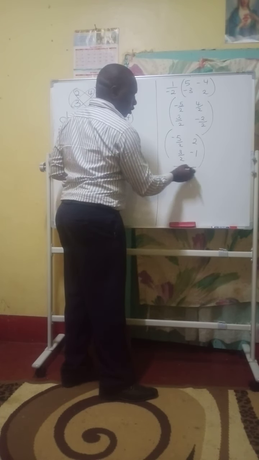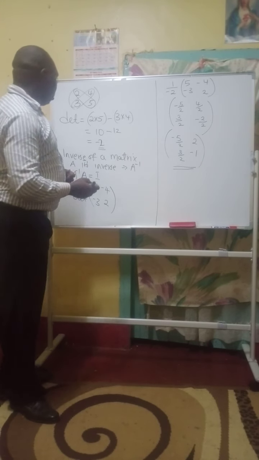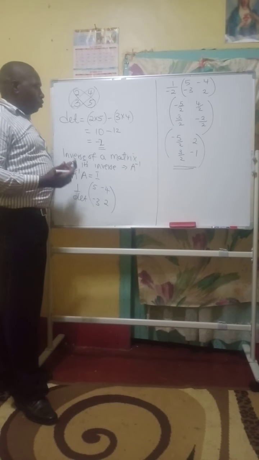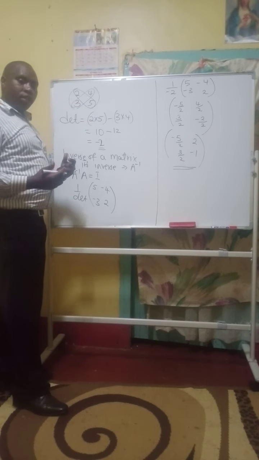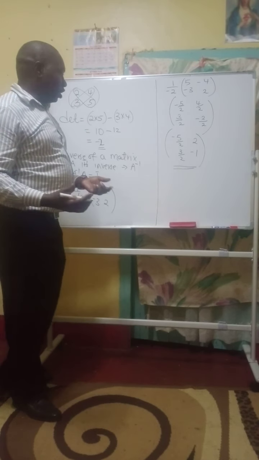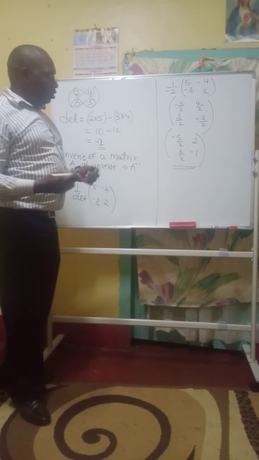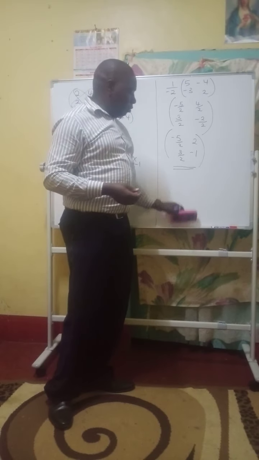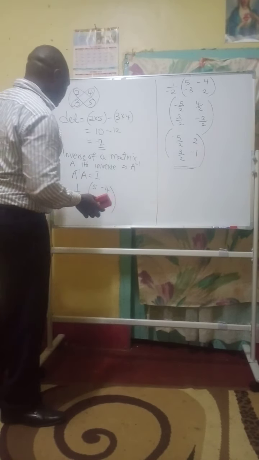Now, this matrix is what we are calling the inverse of the given matrix here, such that when you pre-multiply this matrix by the given matrix, we always get the identity matrix. That's one of the methods that can be used. Another method that can be used to determine the inverse of a matrix, we can do it as follows.